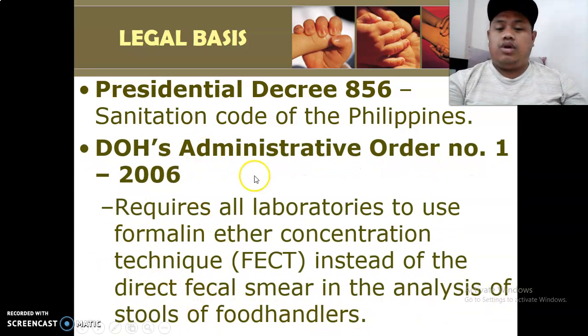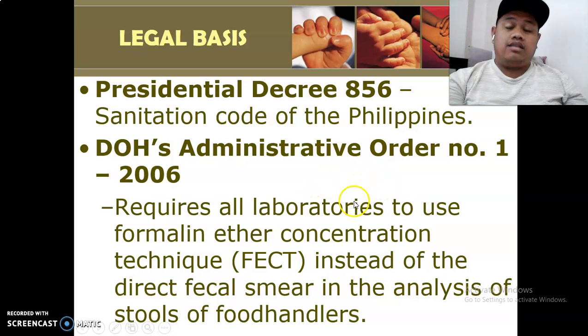An example of this is DOH Administrative Order number 1-2006, wherein it requires that all laboratories in the region, or in the entire Philippines, use the formalin ether concentration technique, or FEC, instead of the direct fecal smear in the analysis of stools of food handlers. This is to preserve whatever parasites or bacteria are present in the fecal matter submitted by food handlers requesting a health certificate before they will be allowed to handle foods, and of course to establish their food businesses.